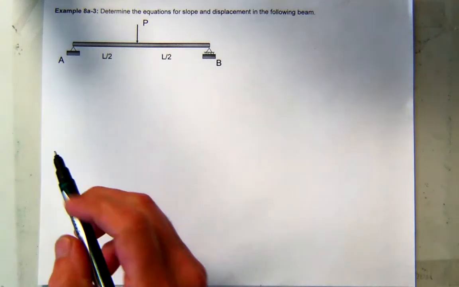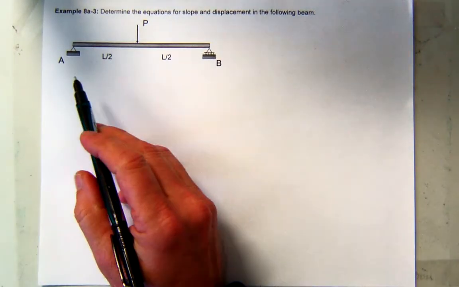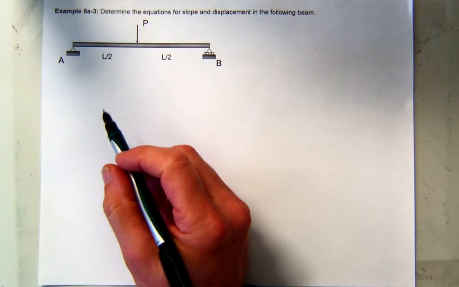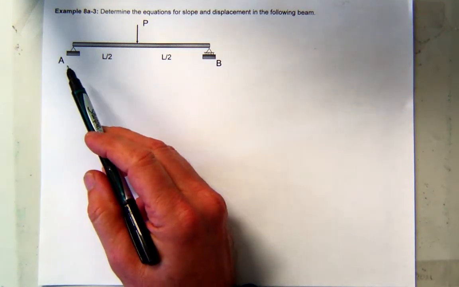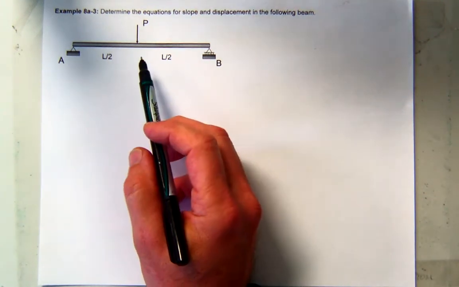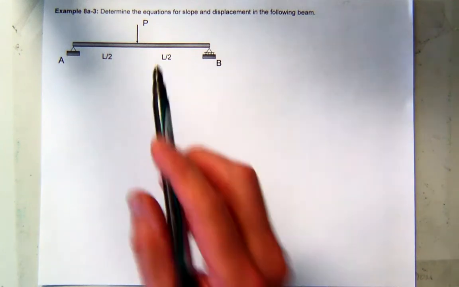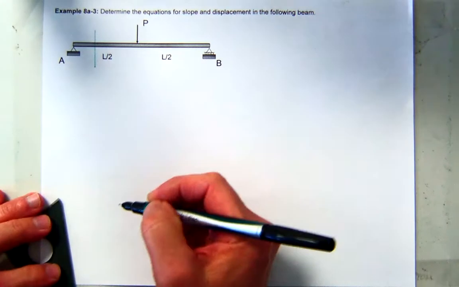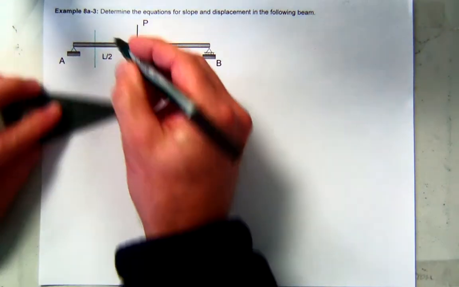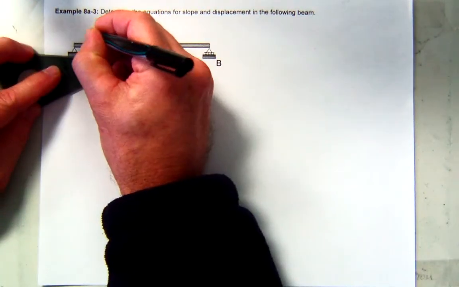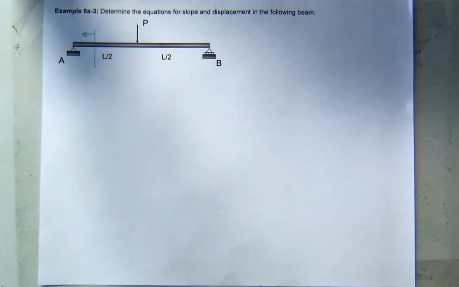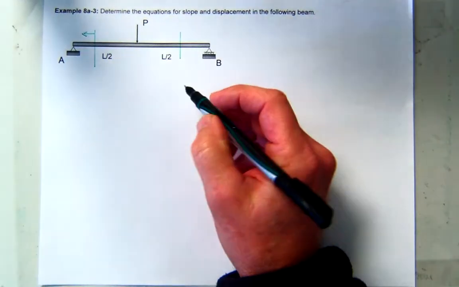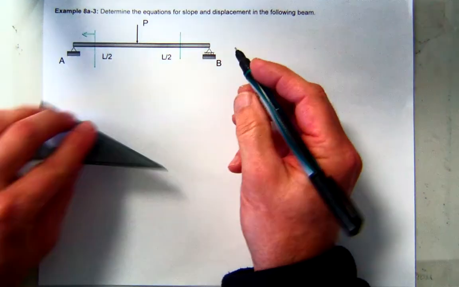Can I write an equation that is continuous across the whole structure for moment? No. I have one that's going to be good over the first half, and then another one that's going to be good over the second half. So let's do that. I'm going to first cut the structure somewhere between 0 and L, probably look to the left, and then I'm going to cut it somewhere from L over 2 to L and probably look to the right.